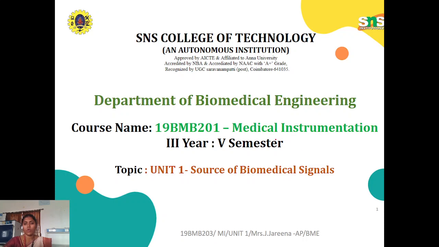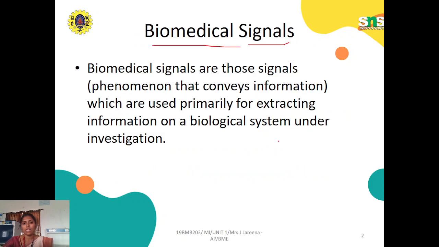Hi all, today we are going to see one topic in the medical instrumentation subject, that is the source of biomedical signals. Let's start with what is meant by biomedical signals.